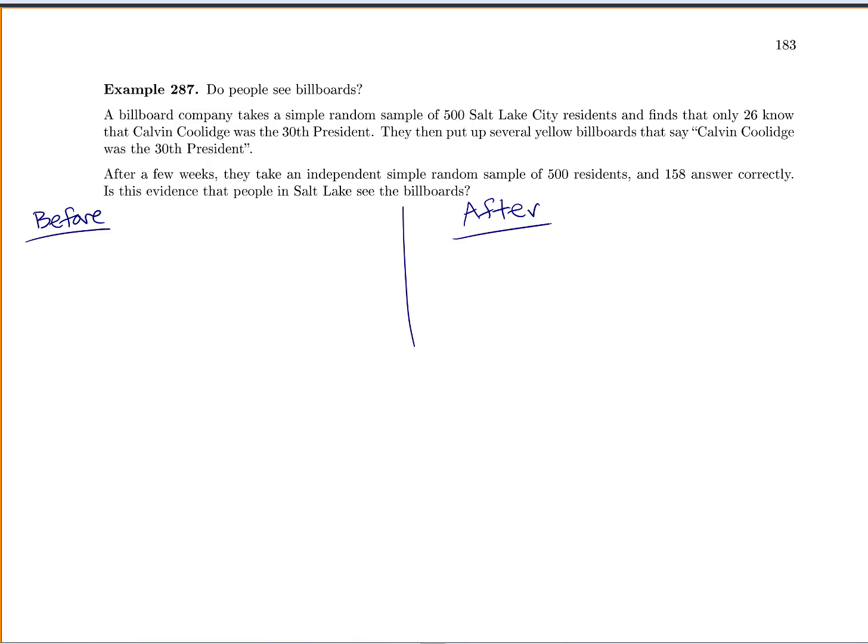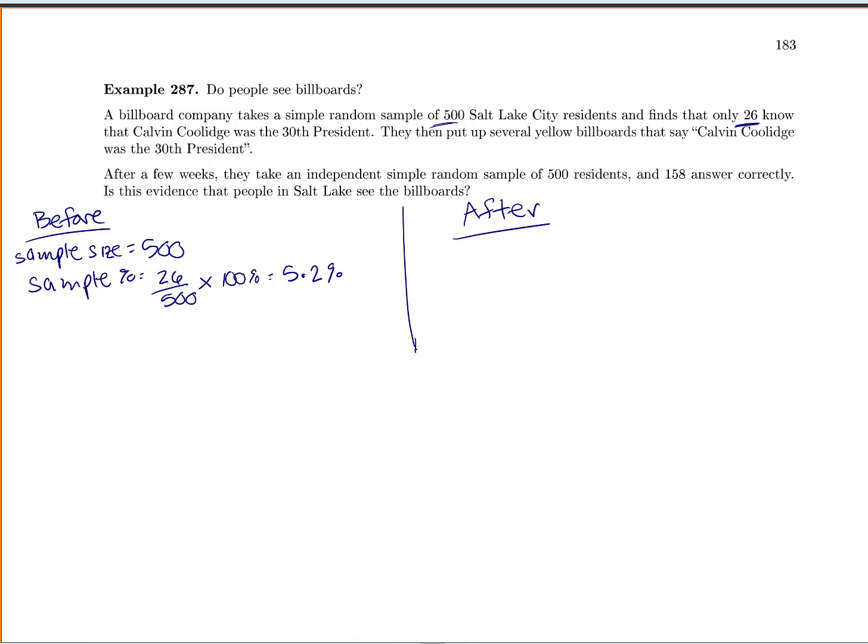So before, we had a sample size of 500. And 26 could answer correctly. So my sample percentage equals 26 divided by 500. But you have to times it by 100% to get back to a percent. So 26 divided by 500 times 100 gives me 5.2%.